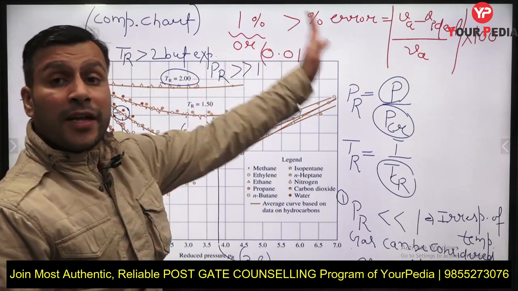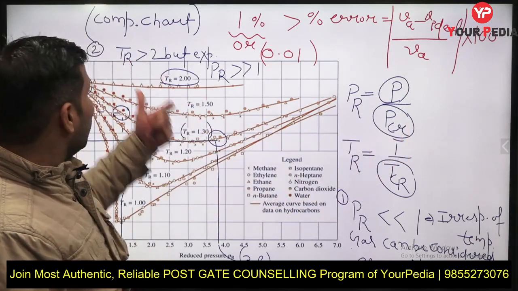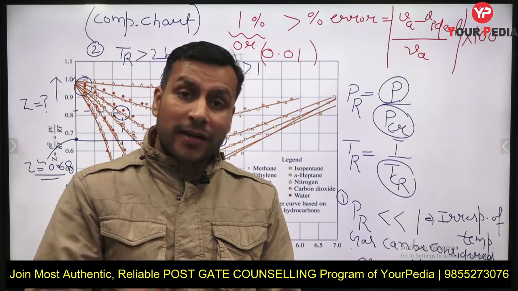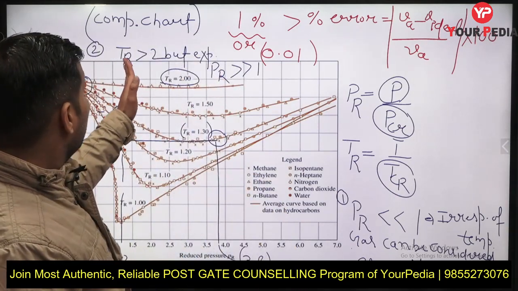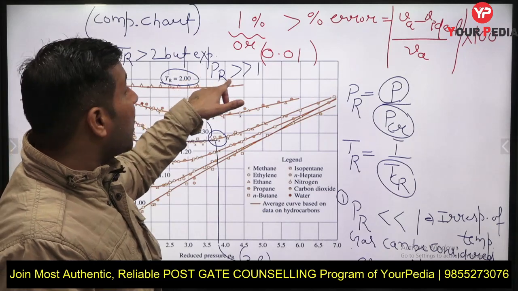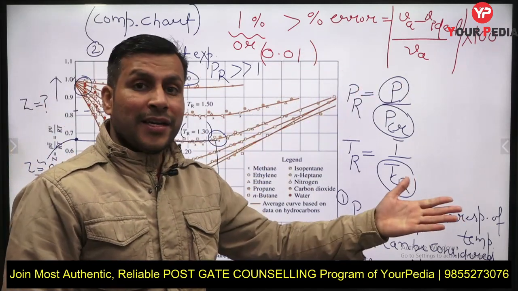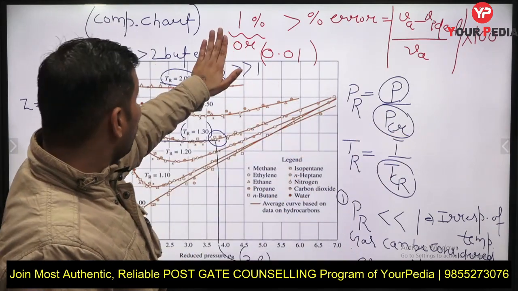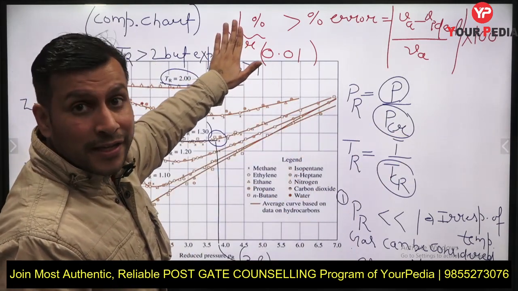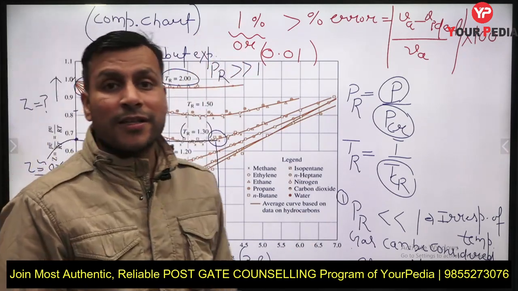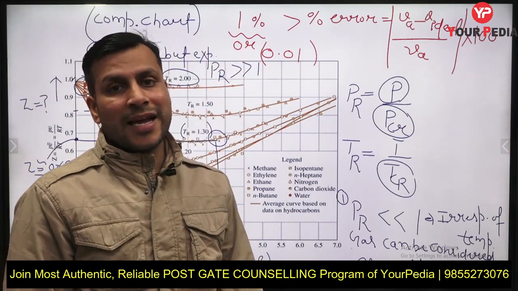If Pr is very much higher than 1, and you are having reduced temperature close to 2, then you are not going to have ideal gas behavior. But if the reduced temperature is greater than 2, and except, I am saying, except Pr very high, then you are not going to consider ideal gas behavior. But if that is not there, the pressure is not very high, it is normal, and the reduced temperature is greater than 2, then also you can consider the gas as an ideal gas.